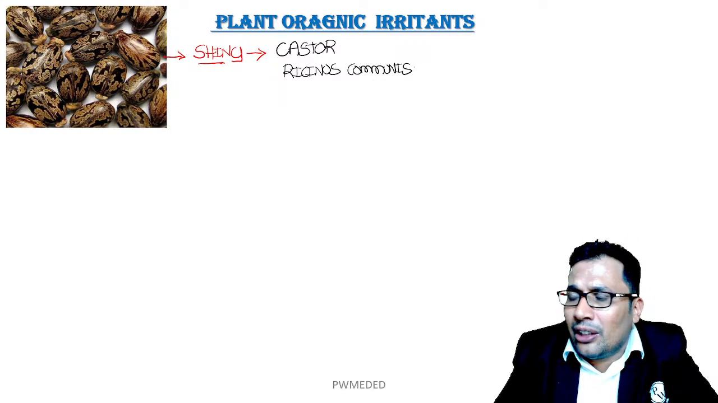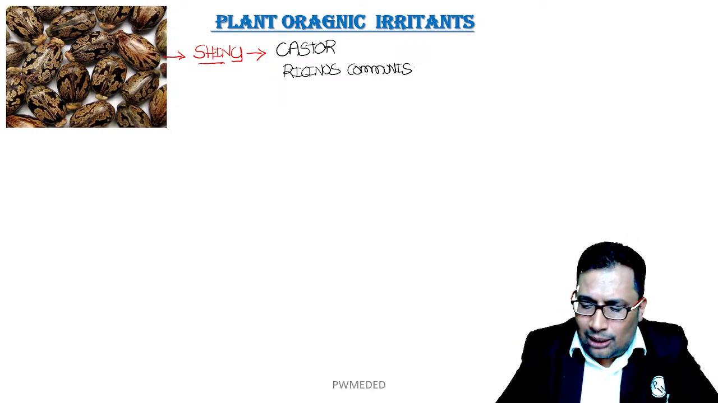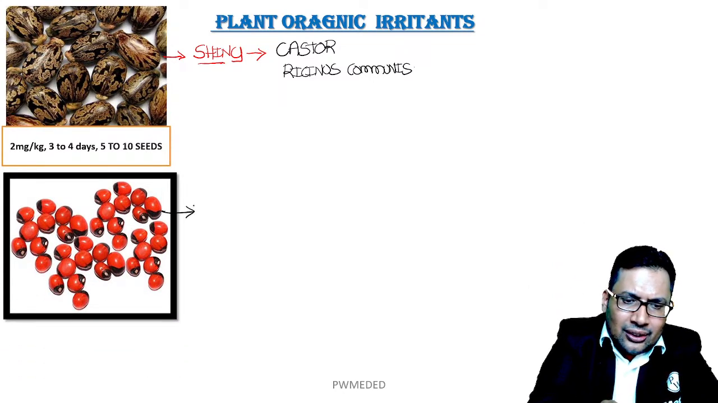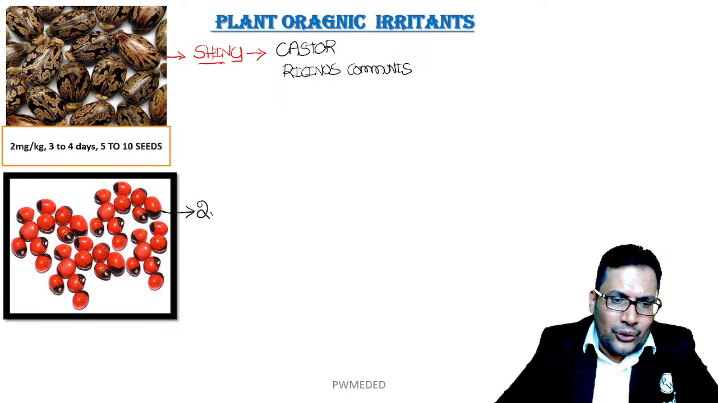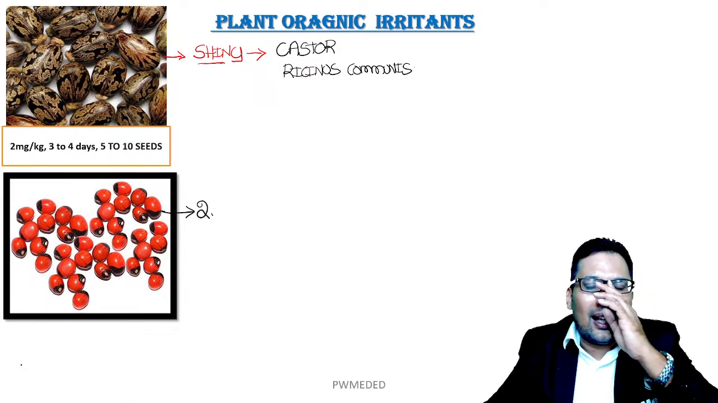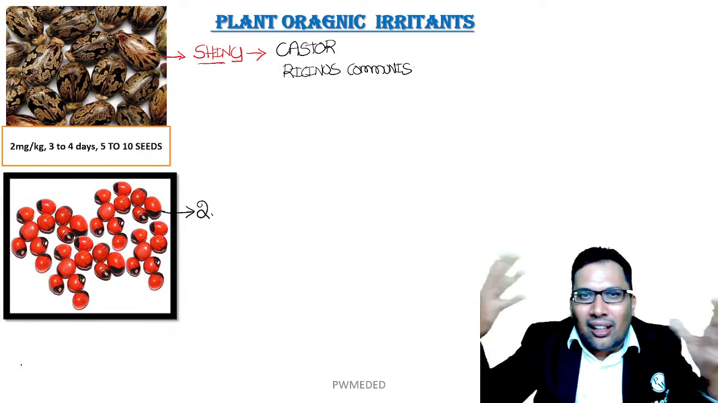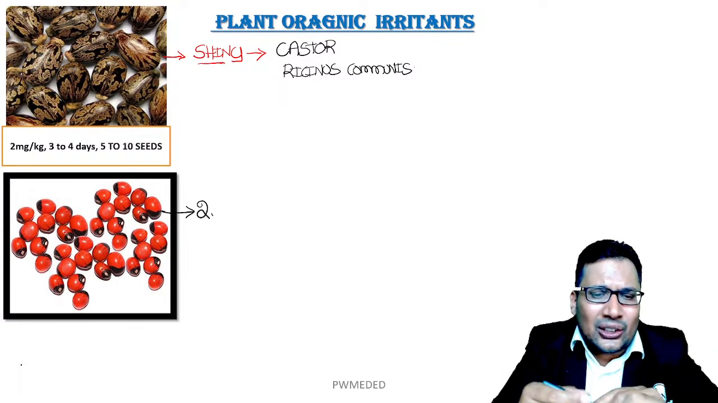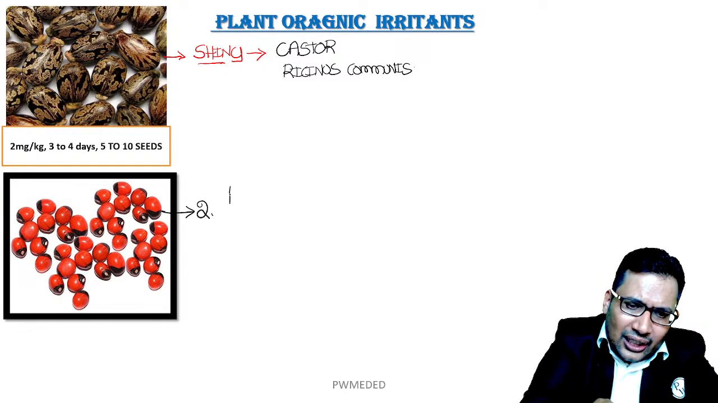So the first question went very well. So shiny seeds, Ricinus communis. Second one, you can see here. What about this second seed? You can see the red color, very attractive color, red and black, like Rati, Manmata, Rati and all, actually. So what are these seeds known as? These are known as Rati seeds, nothing but Abrus precatorius. Abrus seeds.